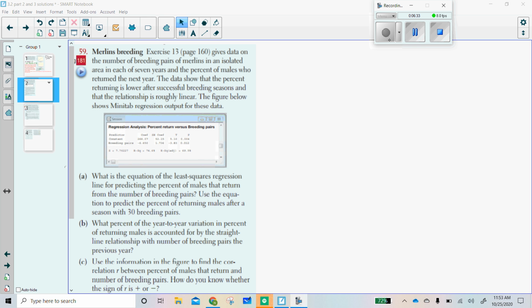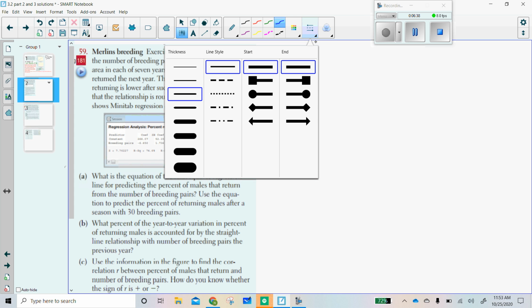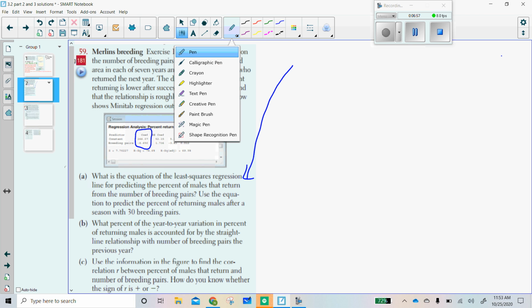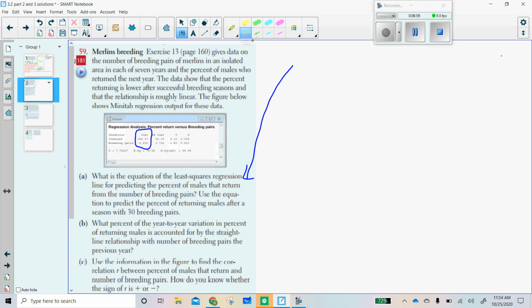Honestly, this is probably more like what the AP test is going to look like. They'll probably use something like this instead of having you actually calculate the linear regression. So the key is these two numbers here when they ask for the least squares regression line. So part A, what is the least squares regression line for predicting the number of males that return from the number of breeding pairs? Let me use my highlighter here.